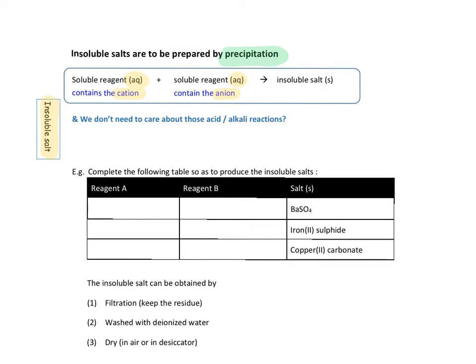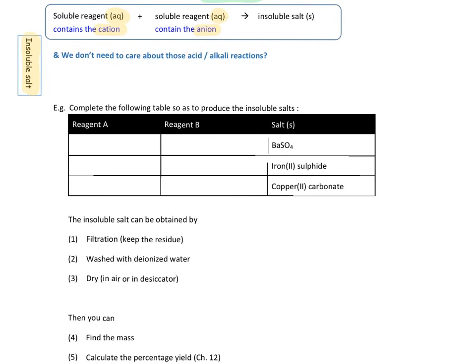I have some examples here. Please use a few seconds to think about the reagents required to produce the salts listed in this table. For the first compound, barium sulfate, we need a reagent that contains the barium ion, but it must be soluble in water. So what barium compound must be soluble in water?